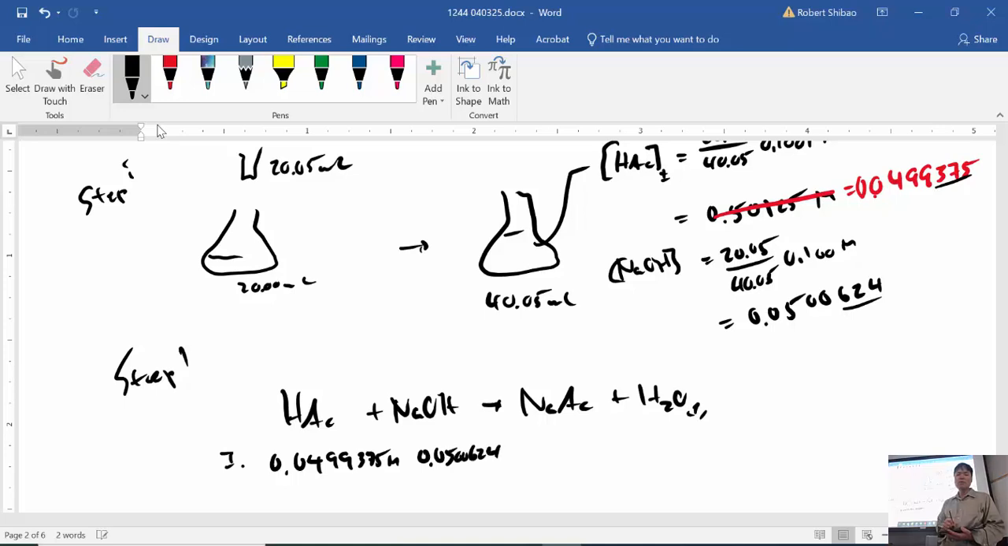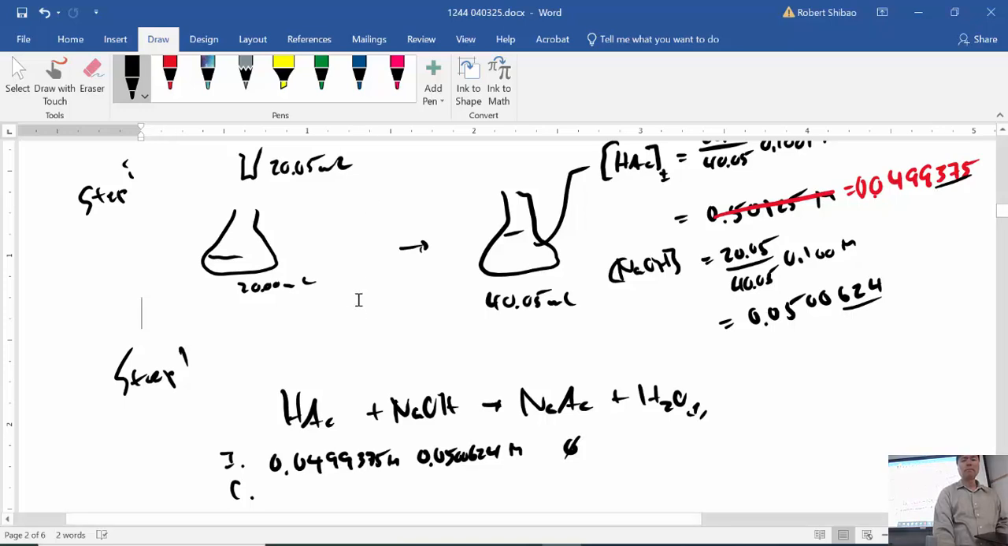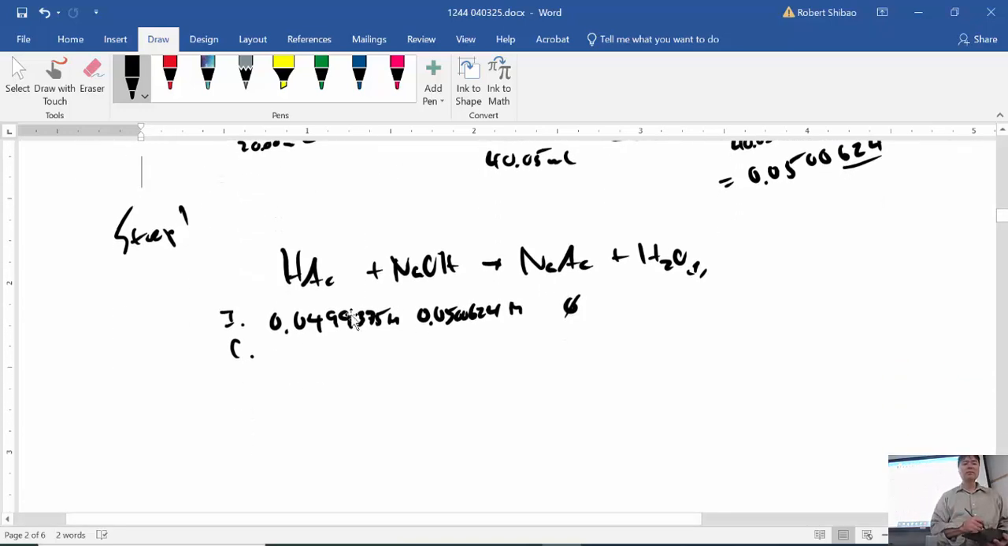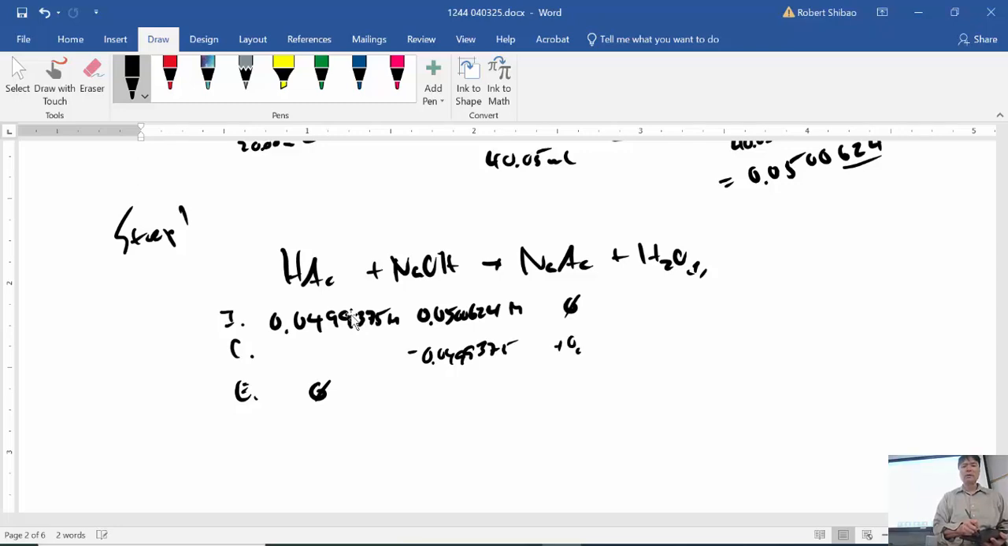0.0500624. But it's only one drop excess, and then this is going to be 0. And so the limiting reagent here is going to be what? The acid. We've neutralized all the acid. So the acid is going to go to 0. And this is going to be minus 0.0499375. And this is going to be plus 0.0499375.